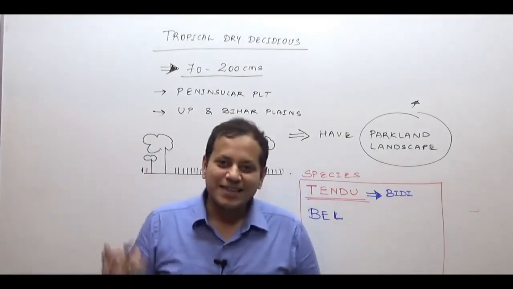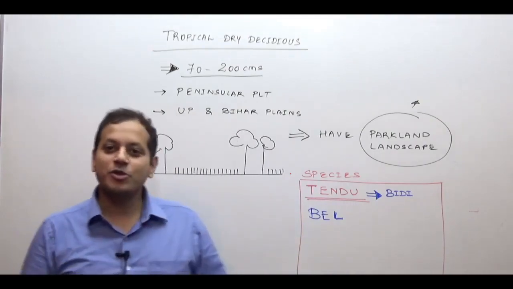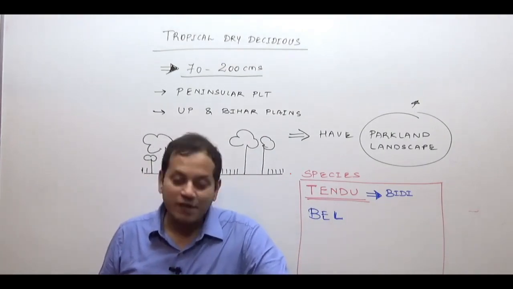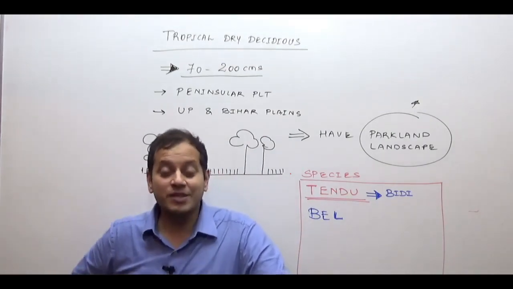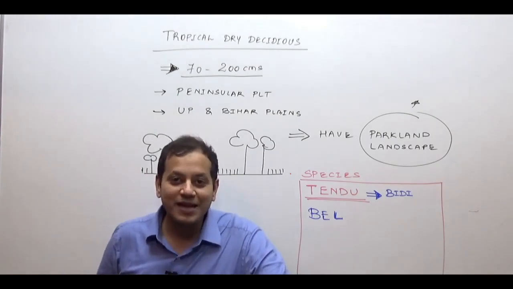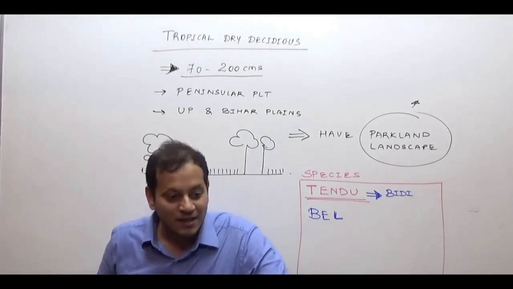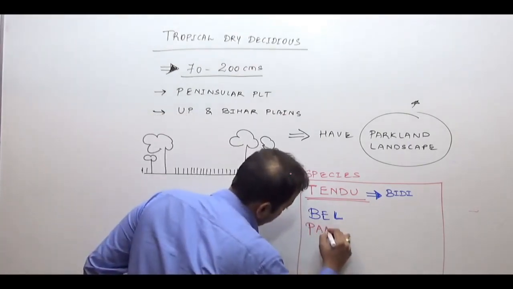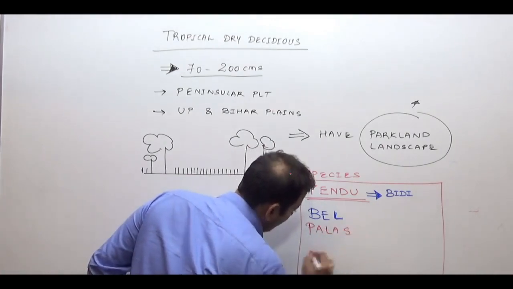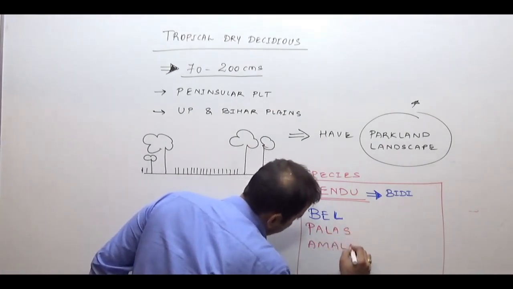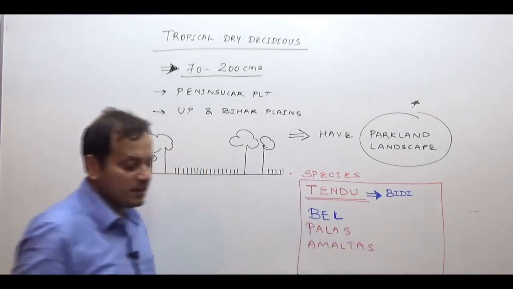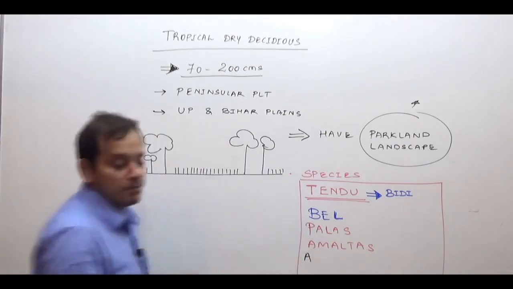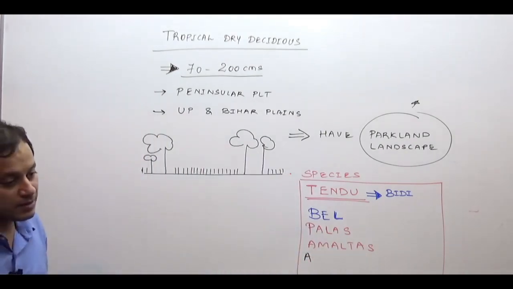Especially my friends in North India are familiar with the bael juice which is taken during the summer season. So bael, you remember, you find in the tropical dry deciduous region. The third important species here is palas and amaltas. The other important species here is axlewood.